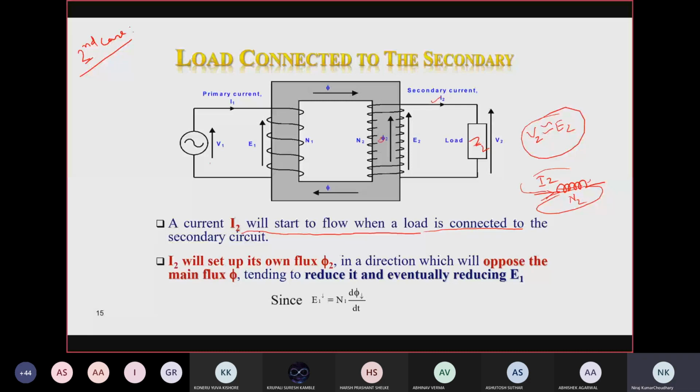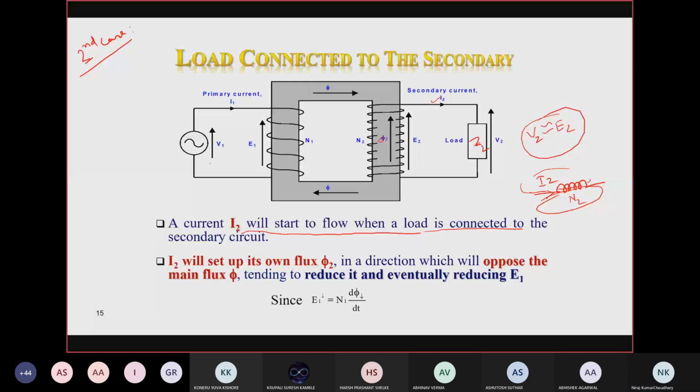But what should be the direction of the MMF generated due to the current I2? Again, Lenz law should be applied here, right? So according to Lenz law, the direction of the secondary current I2 should be such that the secondary MMF here will be N2I2. The direction of this current I2 should be such that the secondary MMF F2 is opposite to the mutual flux.